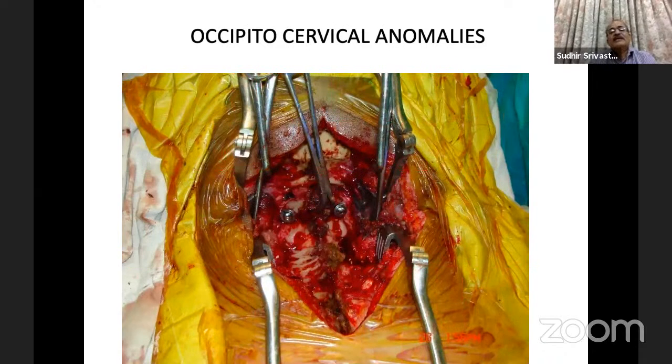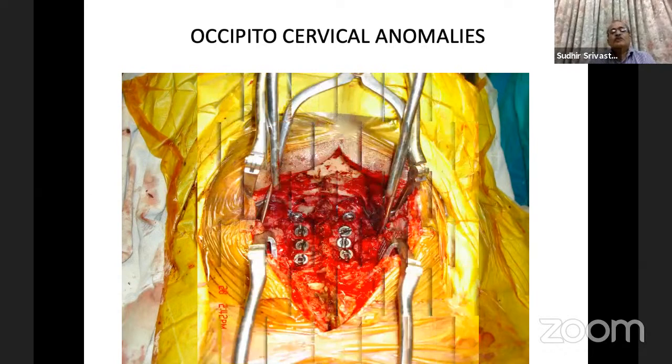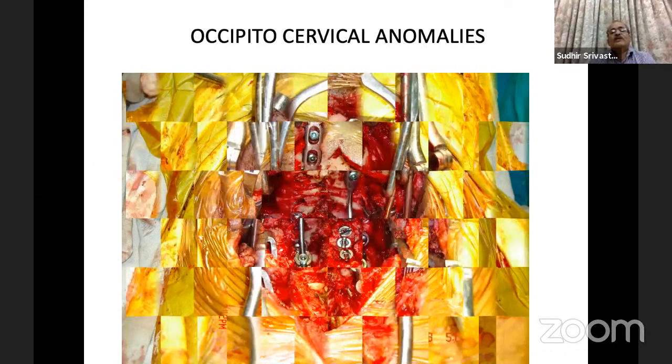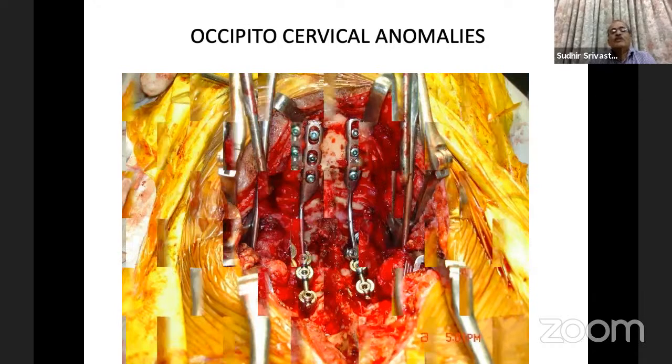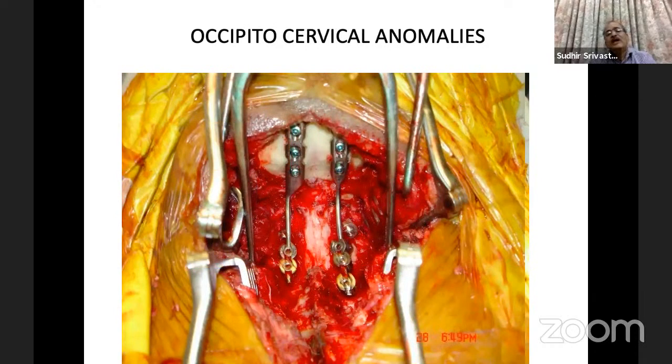So first I did the transarticular screw fixation to have a hold of C1 and C2, and then put the lateral mass screws, then went up to the occiput, and then decompression was done nicely. Here I have taken out the margin of the occiput, and lower down we have nicely decompressed it. So the neural structures are absolutely free.